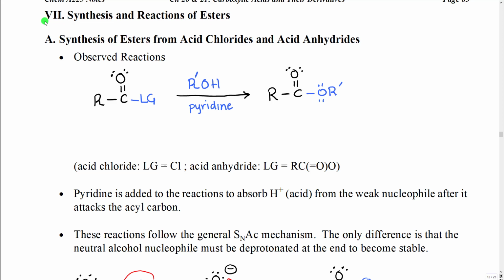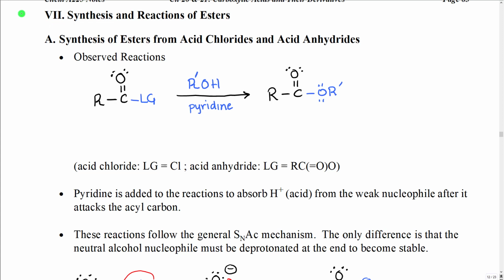In the next part of our videos, we're going to discuss the synthesis and reaction of esters. This is a fairly large section because esters have a variety of things available to them, but it mostly focuses on the interaction between the OR group either as a nucleophile or as a leaving group.